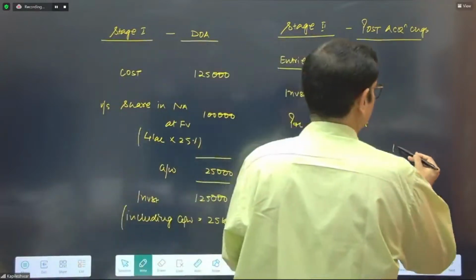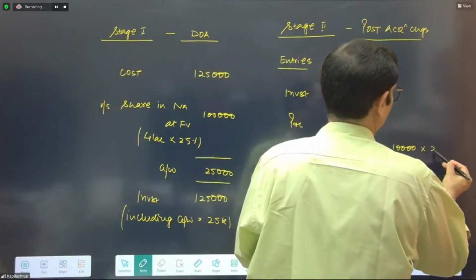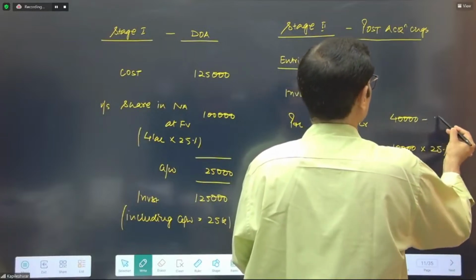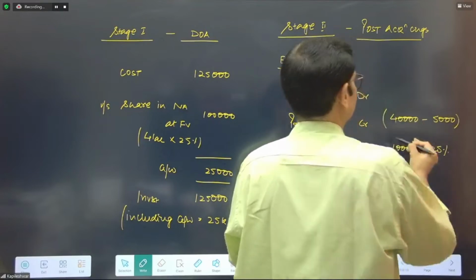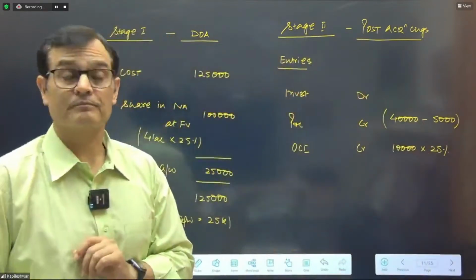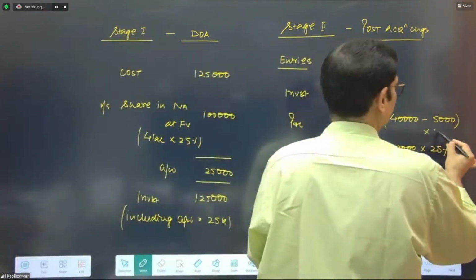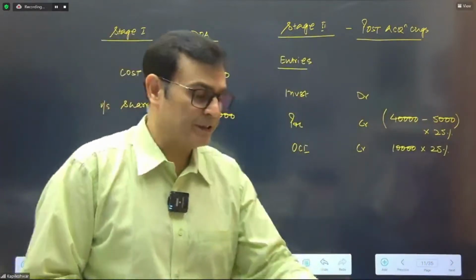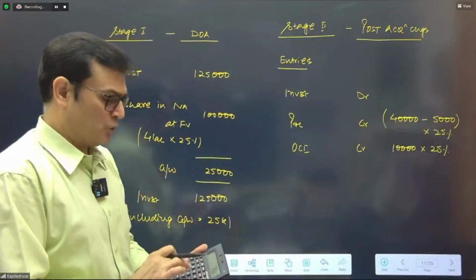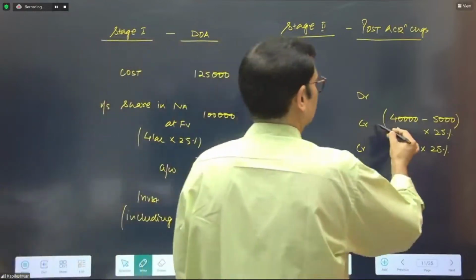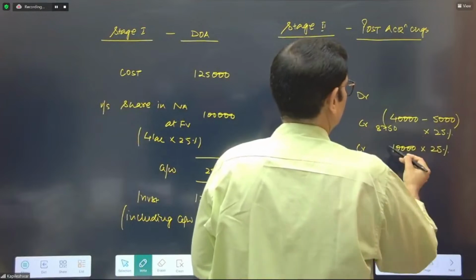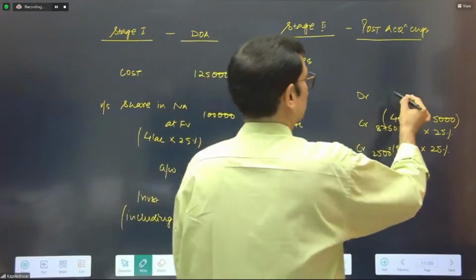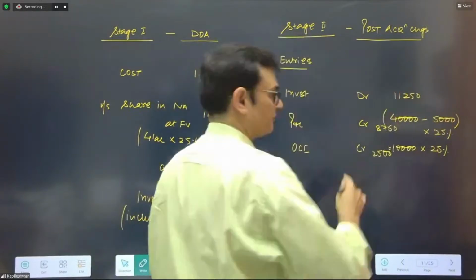So what do we do? We take 10,000 into 25%. But when it comes to the profits in the P&L, we need to reduce the additional depreciation, to get the rectified profits. That is important. Get the rectified profits and then take 25%. So this will become 35,000 into 25%. That's 8,750. And the OCI share is 2,500. So we get the investment increase of 11,250.